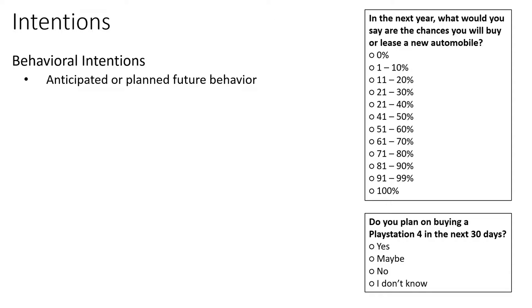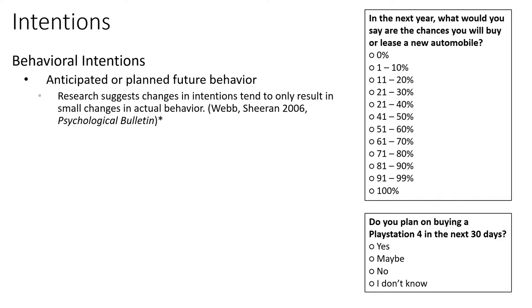It's entirely possible that if your car suddenly breaks down, you might have to buy or lease a new automobile in the next year, even though you don't plan on it. In both of these cases, we're asking people to look towards the future within a certain time frame and make an approximation of the actual behavior that they'll do. We commonly measure behavioral intentions in marketing research.